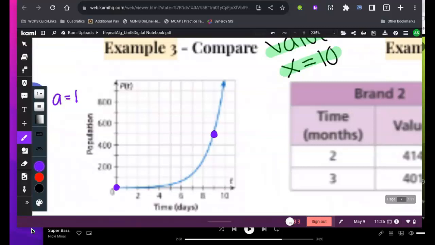Okay, then I have to do my second y value, which is 500, divided by my first y value, which we're saying is 1. So 500 divided by 1 is 500. So my b value is 500. So I can write the equation y equals 1 times 500 to the x power.